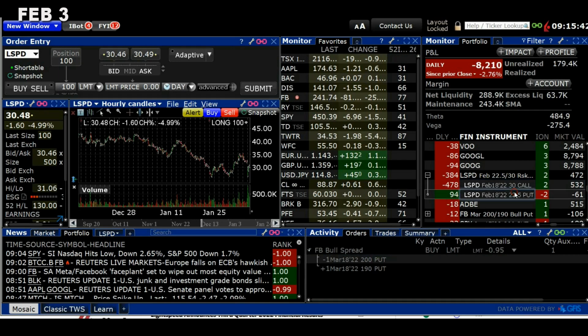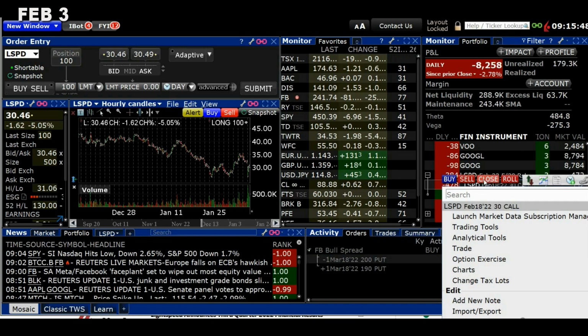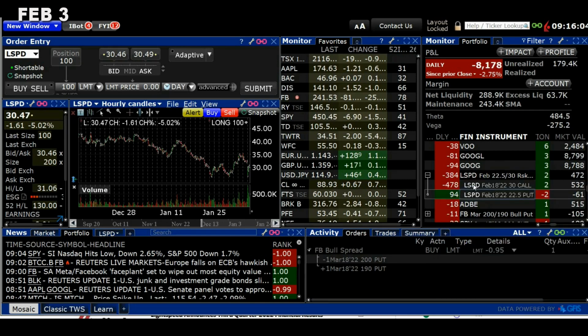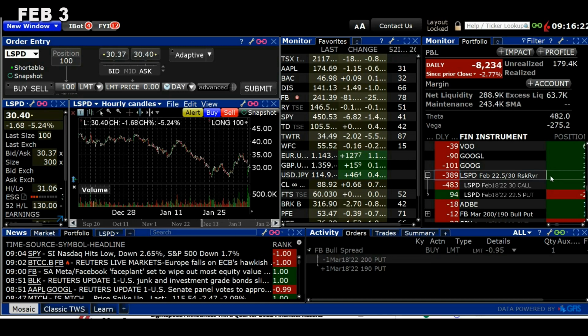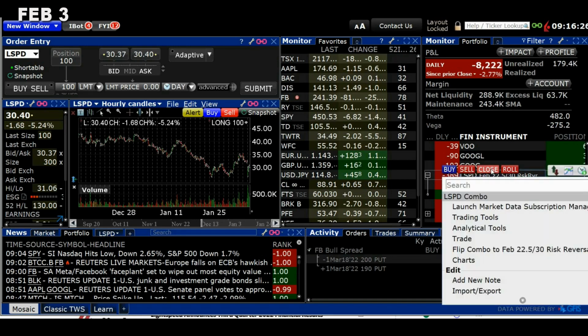So if I just want to close one of these positions, like the call or the put, I can right click on this and then go close or roll if I want to roll it, but I probably want to close it. So I can close or I can just buy or sell. But what I want to do is close the entire position. So I can right click on the top layer here, Lightspeed risk reversal, and I can click on close.